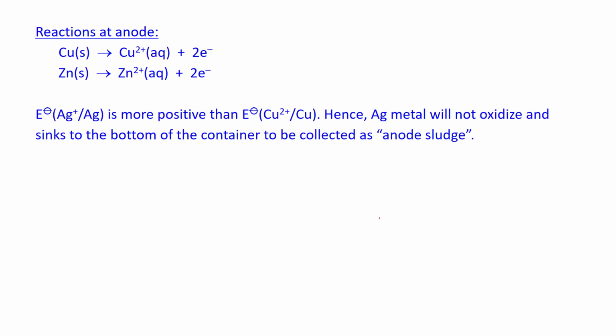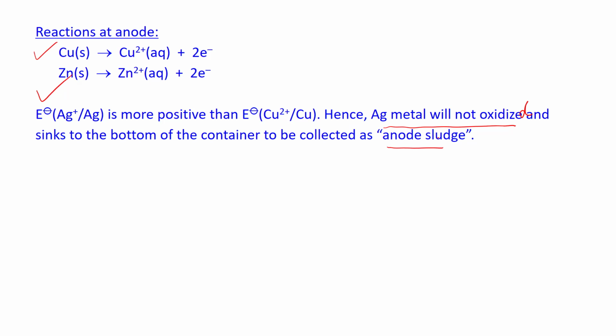Copper will be oxidized to copper 2+ plus 2e-. Take note that you write this equation with a single arrow. At the same time, the zinc gets oxidized and it goes into the electrolyte. Remember we were saying that silver metal will not be oxidized. It should be Ag here. Silver metal will not be oxidized, and therefore it just falls to the bottom of the container as anode sludge.